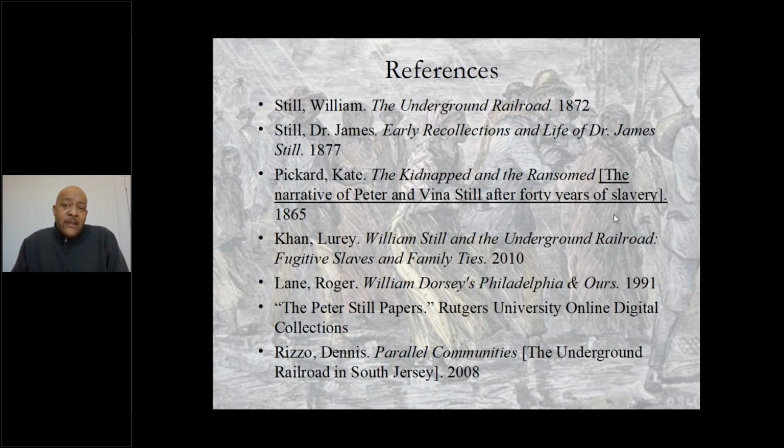Like if you read The Kidnapped and the Ransomed, it makes it sound like Peter was kidnapped from the plantation, and he wasn't kidnapped from the plantation. He was sold from a plantation in Caroline County into Kentucky. The reason why that book is written that way is that it was written in 1855. That's a correction there, it's 1855. It's written that way because at the time in 1855, his mother was still a fugitive, and they did not want to let anybody know that she was still living. So in Kate Pickard's book, she changed the narrative of the story to reflect that Peter had been kidnapped.